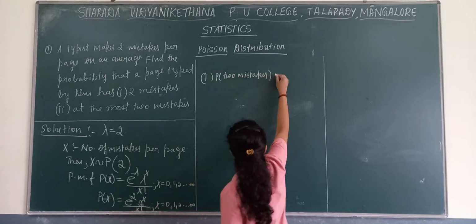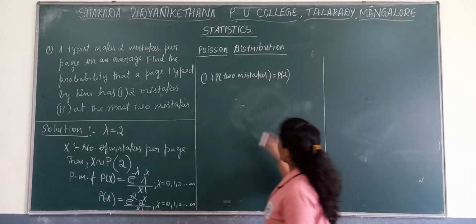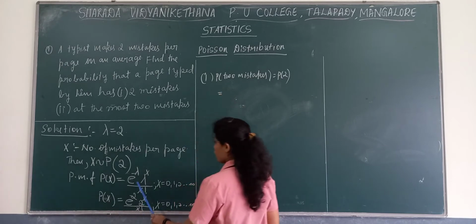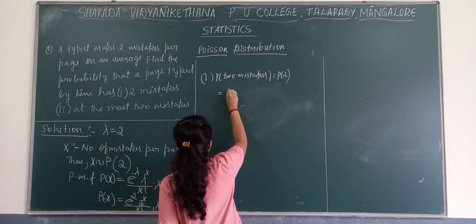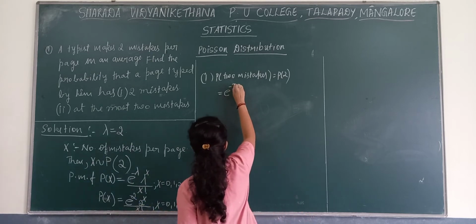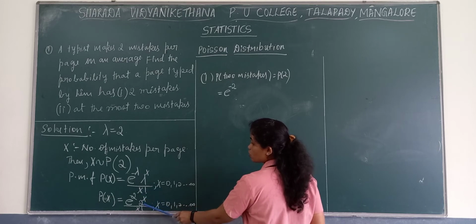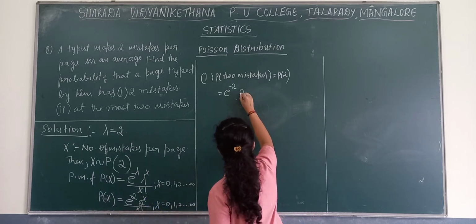2 mistakes, so we take P of 2. Now substitute into the formula: e to the power minus lambda, where lambda is 2, then lambda to the power x, that is 2 to the power x.